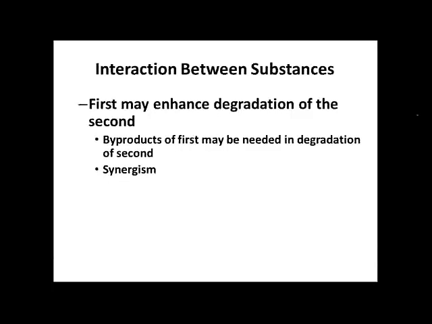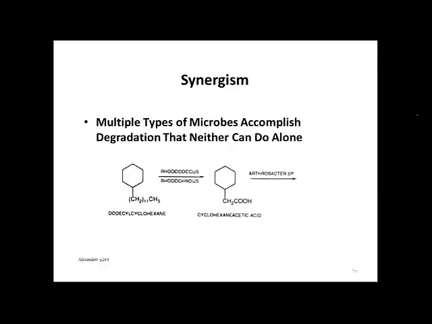So another thing about the interaction between substances, what you oftentimes see is that the first substance may enhance the degradation of the second. And we call this synergism sometimes. The byproducts of the first may be needed in the degradation of the second. So here's an example of a synergism. There are many. This is just one.